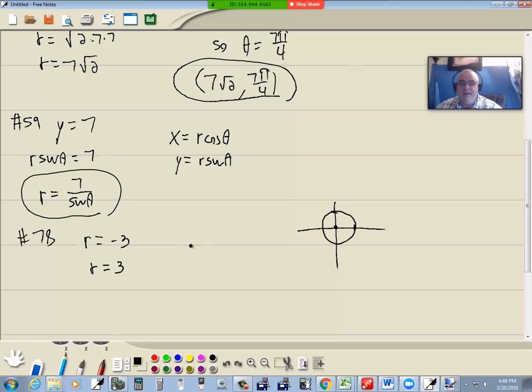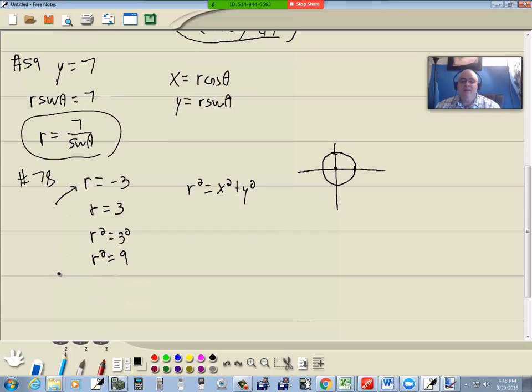Now we said that r squared is equal to x squared plus y squared. Now if I were to square both sides, we'd get r squared is equal to 3 squared, or r squared is equal to 9. Notice we'd get the same thing if we squared the negative 3. And then we plug x squared plus y squared in for r squared, and we get x squared plus y squared equals 9, which we know is a circle of radius 3.